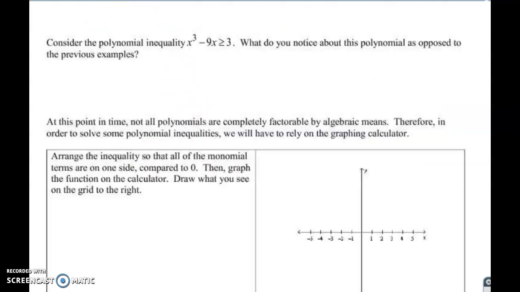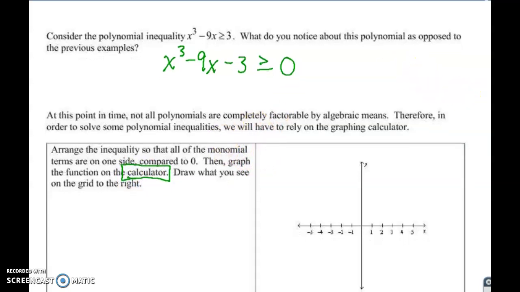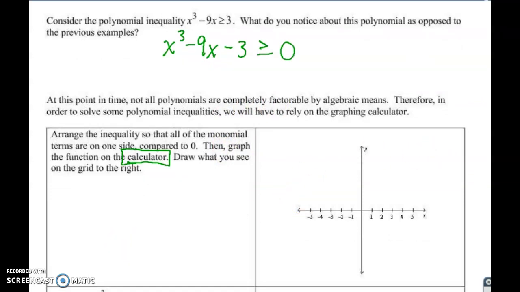So here's another problem that is slightly different. But what would make this easier to compare is if we subtract 3 over to get it equal to 0. And now what we can do is use a graphing calculator, whether it's Desmos or your actual TI, whatever, and find out where these zeros are. And maybe that's what I'll do next.